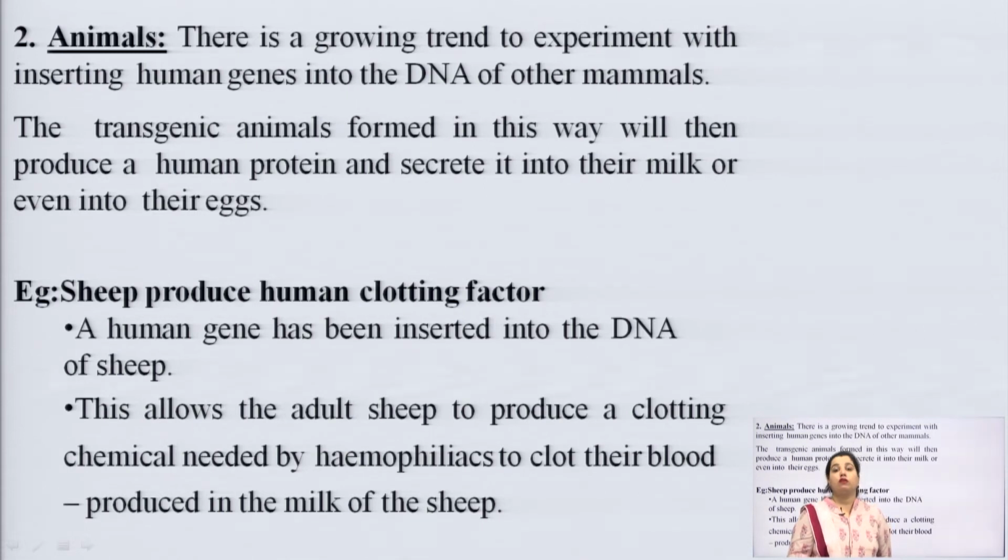Example, sheep produce human clotting factor. So, we are getting medicinal benefits using this approach. A human gene has been inserted into the DNA of sheep. This allows the adult sheep to produce a clotting chemical needed by hemophiliacs to clot their blood, produced in the milk of sheep. So, this is the basic example. If we insert a human gene into the DNA of sheep, then the sheep can start producing a clotting factor, which can be utilized by hemophiliacs, who are lacking the ability to clot blood efficiently. So, we can use it for that particular treatment.